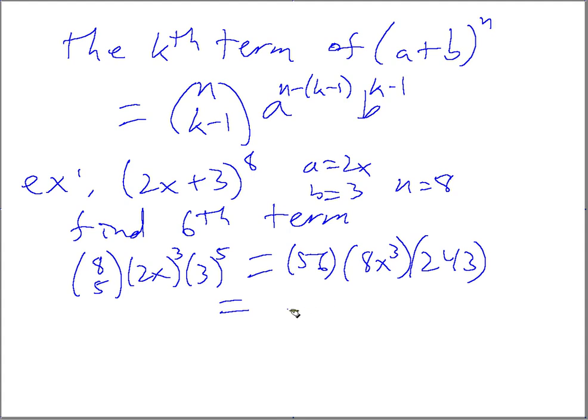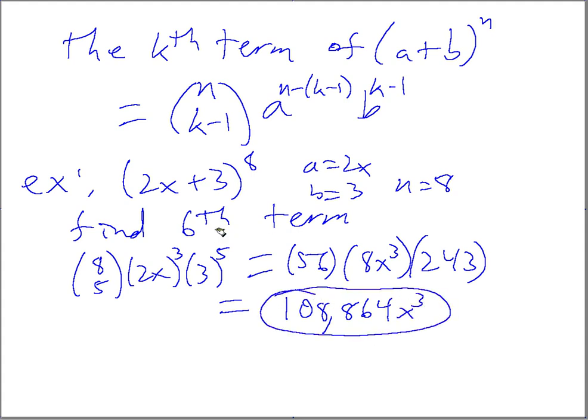108,864 x cubed. So this is the 6th term in the binomial expansion. All right. So again, to find one single term is not hard at all. You simply choose a number that's one less than the term itself. Let's do one more.